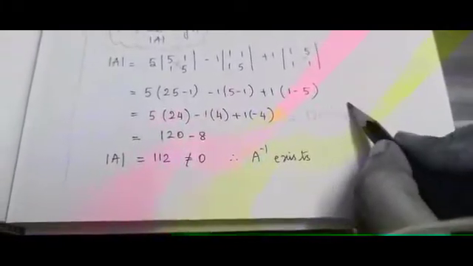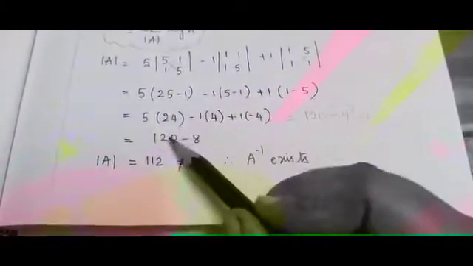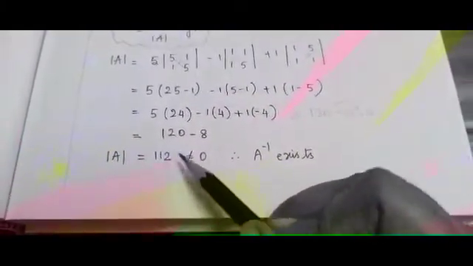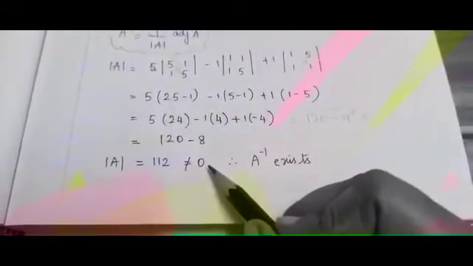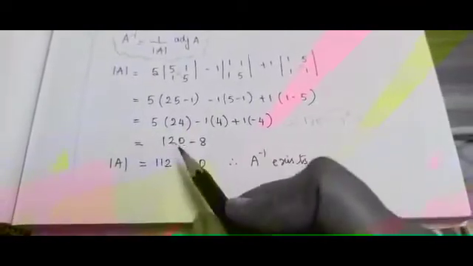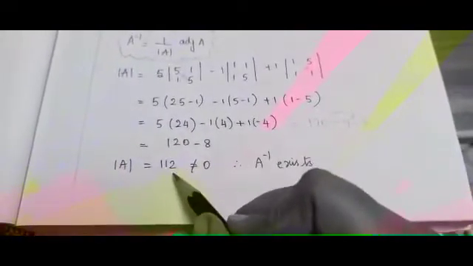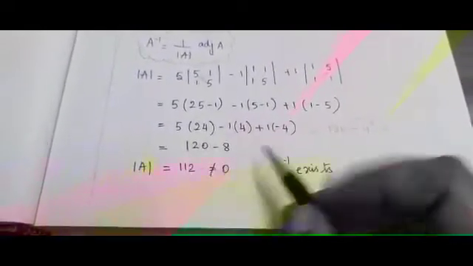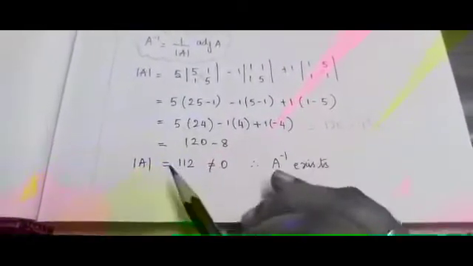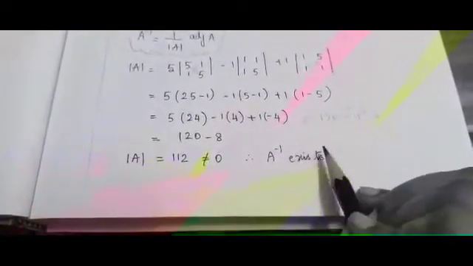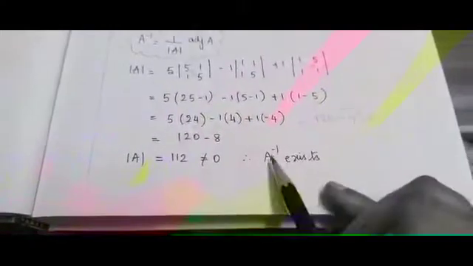So minus 4 and minus 4 is minus 8. So I'm going to subtract the value. So 120 minus 8 gives you 112. That is not equal to 0. As already said, if I get determinant A as a value other than 0, it means my A inverse exists. If I get the value of determinant A as 0, it means my A inverse does not exist. Here my A inverse exists.